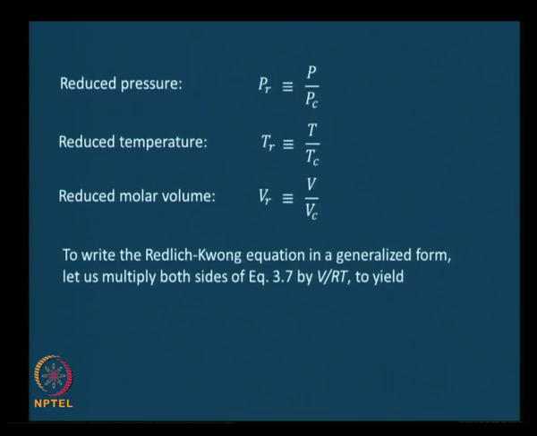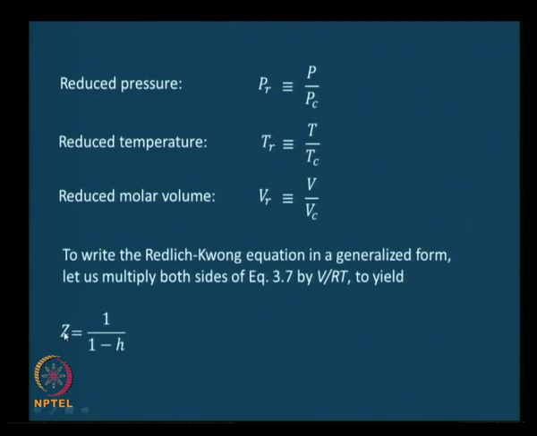Usually we start out with one of these equations. In this case we will start with the Redlich-Kwong equation of state and write it in a generalized form. To do that, what we will do is multiply both sides of equation 3.7. You can go back and check, equation 3.7 is nothing but the Redlich-Kwong equation of state. If you multiply that by V by RT, you will get, in fact I would like you to do this right now. Let me first present the equation.